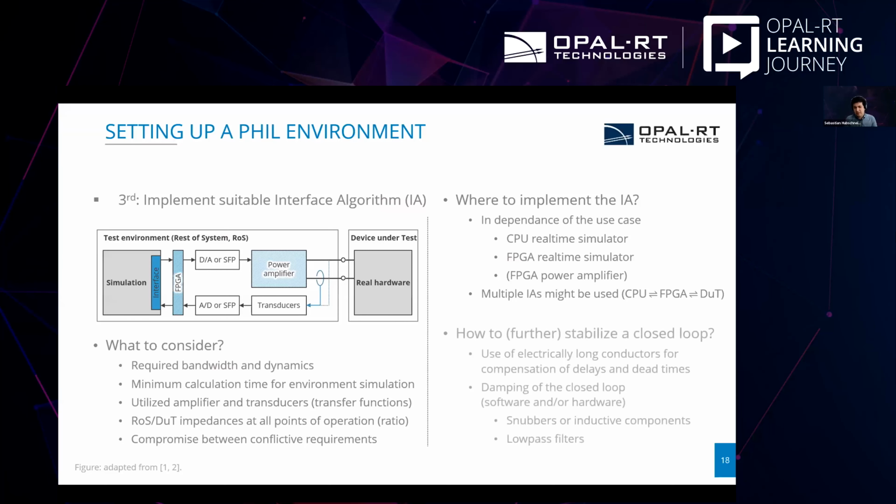Now, typically when implementing an interface algorithm, we need to further stabilize our overall system. For example, by using compensation of delays and dead times, or even by damping the closed loop application on software or hardware side. Here we could use passive components like inductive components, for example, or use snubbers, or even use low pass filters, again, on hardware or software side.